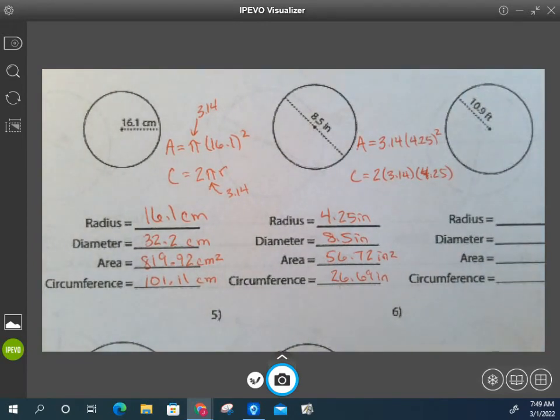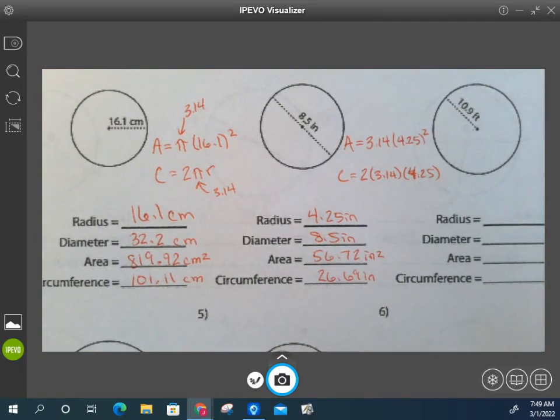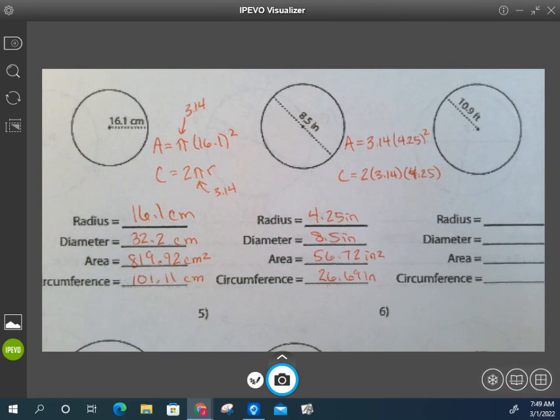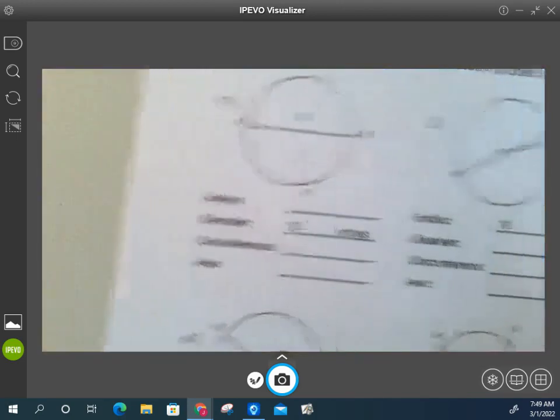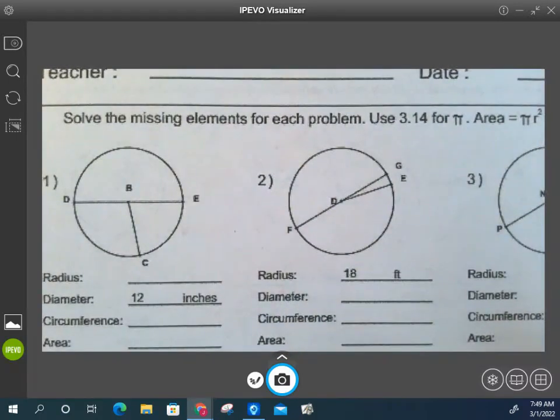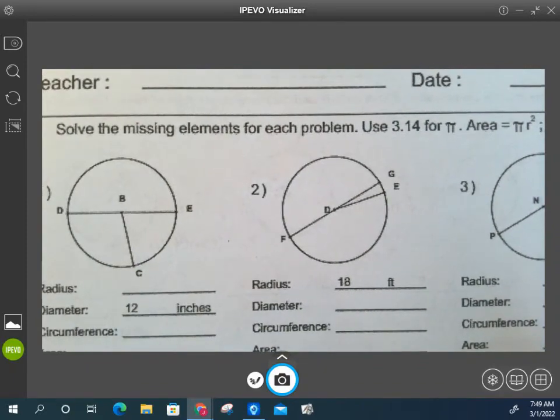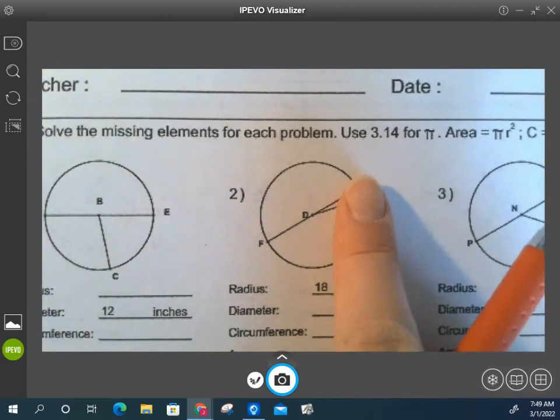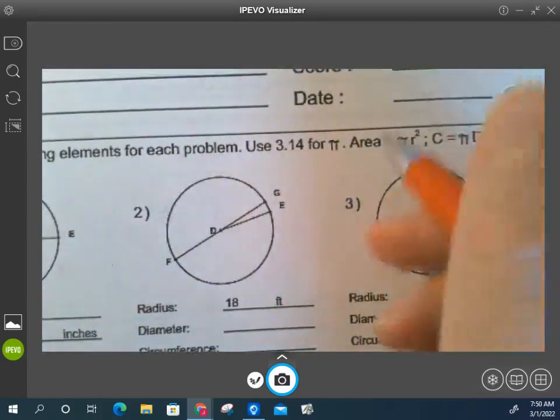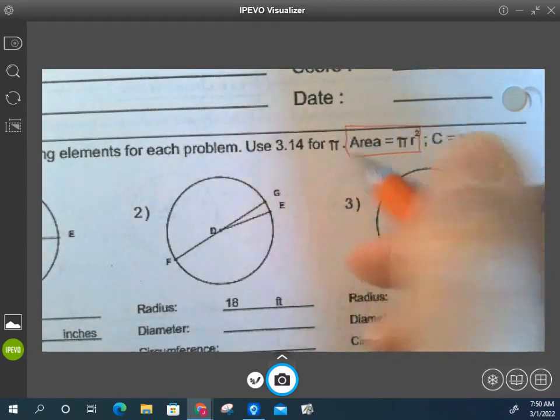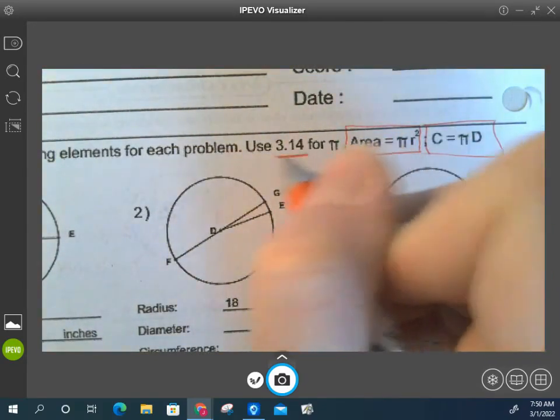So proud. Okay, make sure you pay attention whether they gave you radius or diameter. Get those started. If you flip it over to the back, it looks a little different, but it's not. Again, use 3.14 for pi. Here's your formulas for area. Here's your formula for circumference, but don't use your pi key.